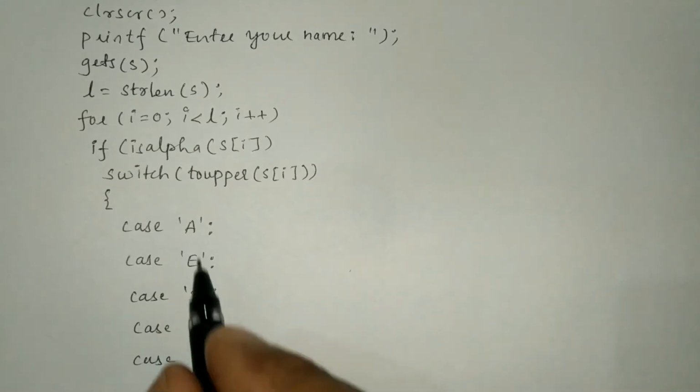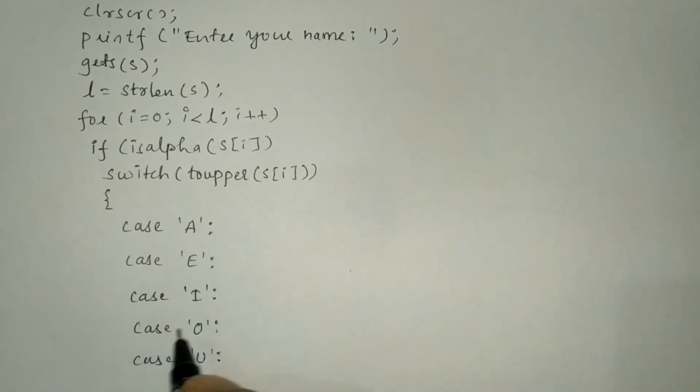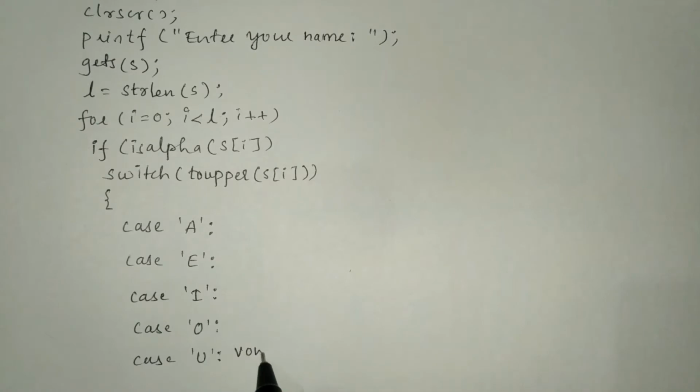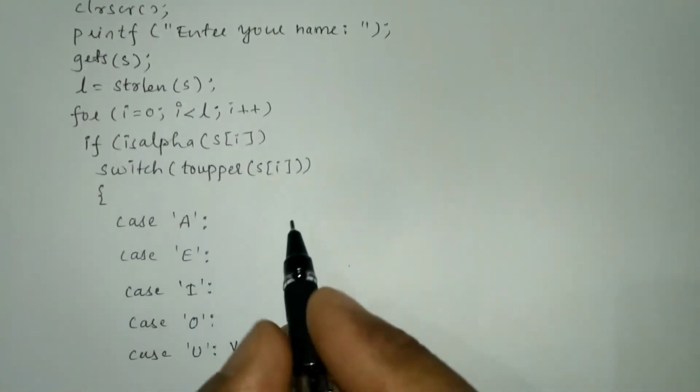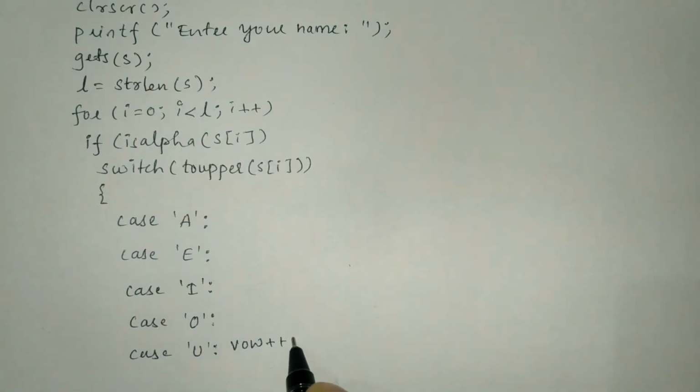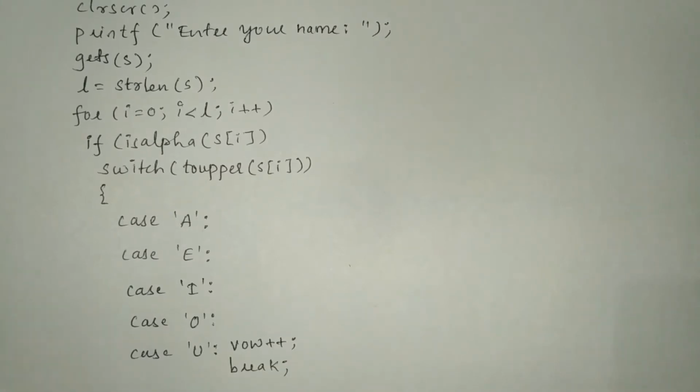If any of these characters match, then it is a vowel, so these vowels are to be incremented. So here I'm going to write vowels plus plus and put semicolon. After this we are going to write break statement, and then I'm going to write default.